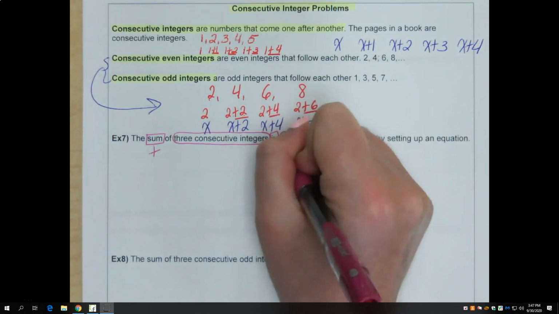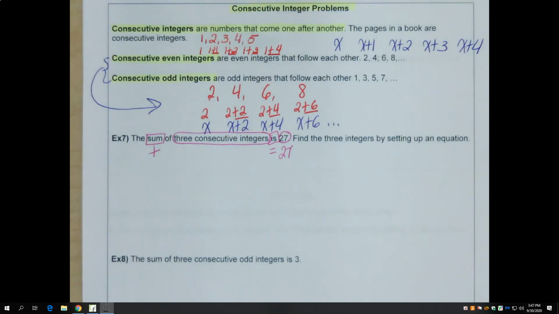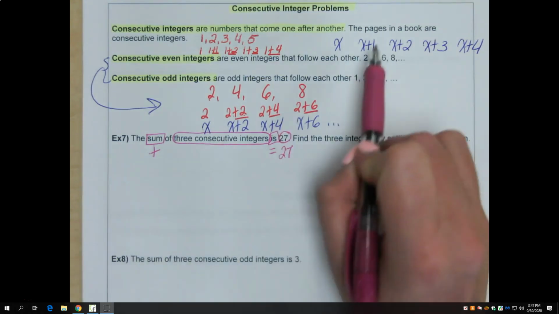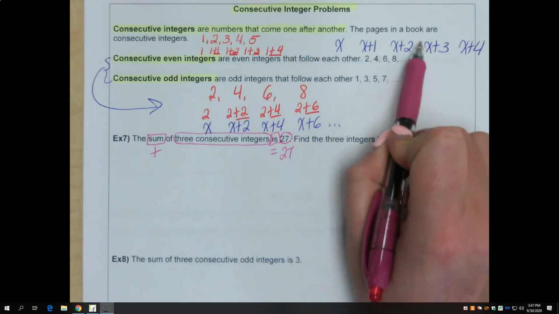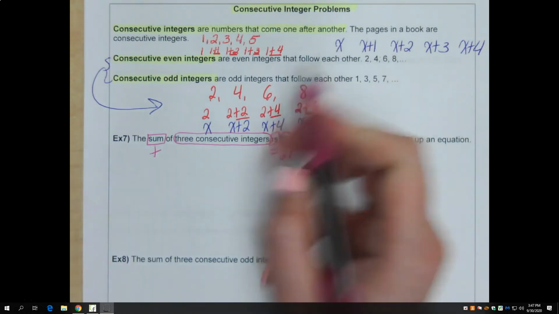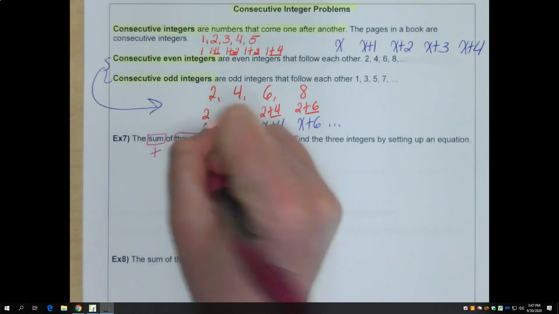So it will be 27. It is 27. Again, "is" is a key word. It means equals. Okay, so right now I want to add those 3 consecutive integers together. These are going to be my 3 consecutive integers. You always start with the variable x. So I'm going to have an x.